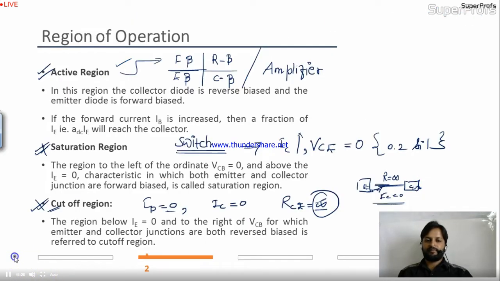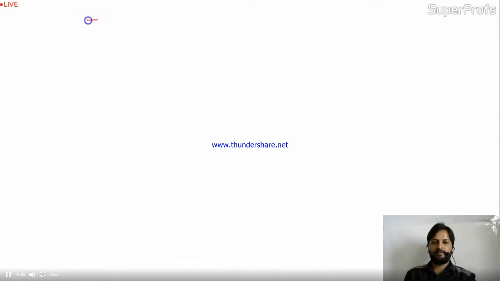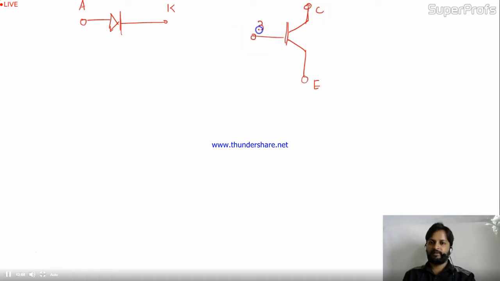Wait a minute. Now we'll discuss the current a little bit. We already discussed the diode and diode characteristics. The diode works in forward bias if you connect the positive terminal of the battery to the P type, or instead of P type I should say anode, and this is the cathode. If you connect the positive terminal of the battery to the cathode terminal, the diode will be in reverse bias. This is the diode symbol, and this is the transistor symbol, where this is the emitter, this is the collector, and this is the base region.